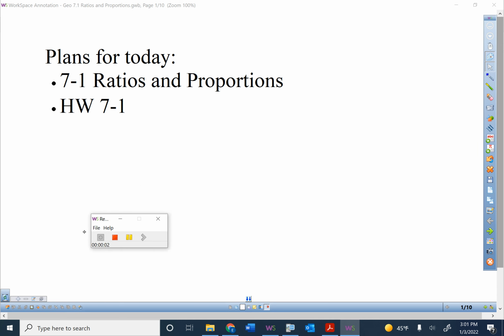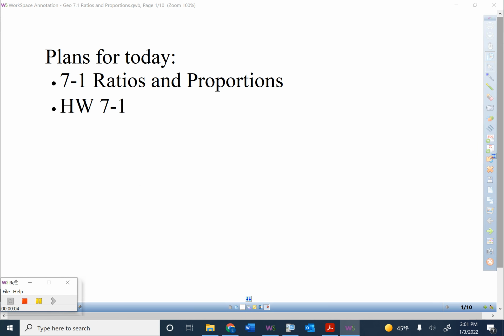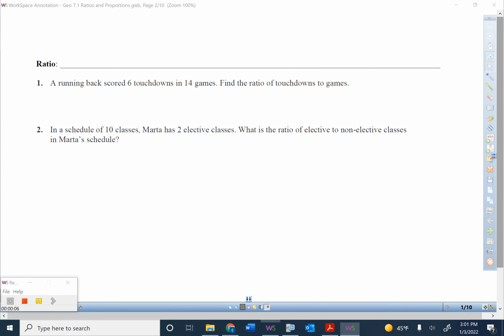All right, folks, today we're going to talk about ratios and proportions in geometry. Okay, so first up, we're going to define what a ratio is. A ratio just means a way to compare unlike or like things.